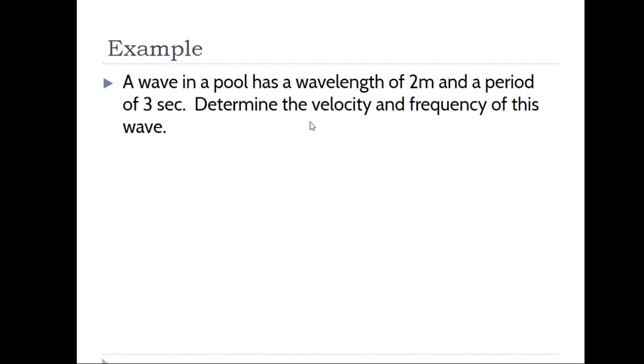But before we jump to any conclusions, let's take a look at what our formula is. Velocity is equal to wavelength divided by the period. And so we have a wavelength of 2, a period of 3. So indeed, we're going 2 divided by 3, and we're getting a velocity of 0.67 meters per second. And if we're going according to significant figures, we only have one sig fig, so that should be 0.7 meters per second.